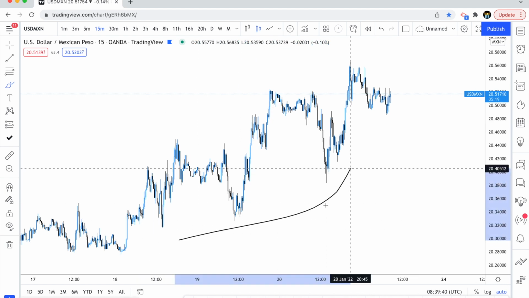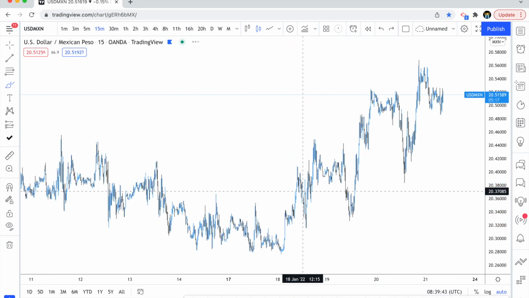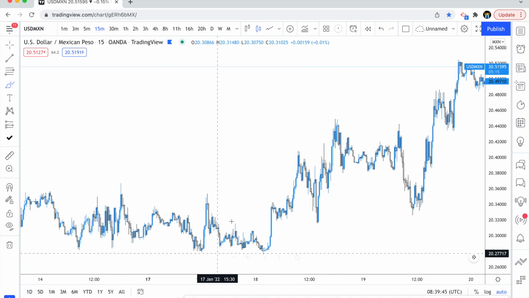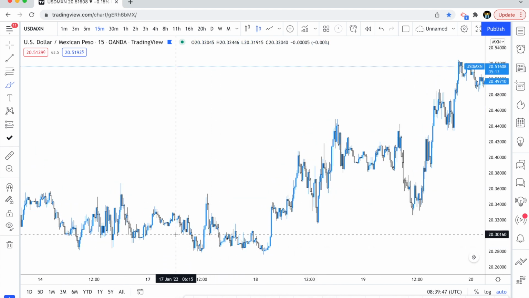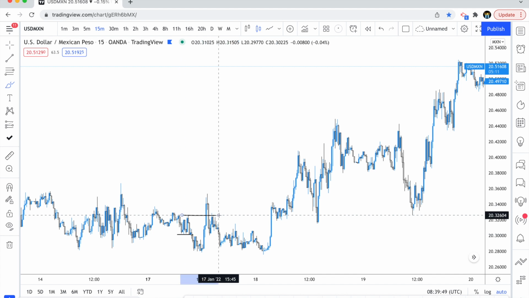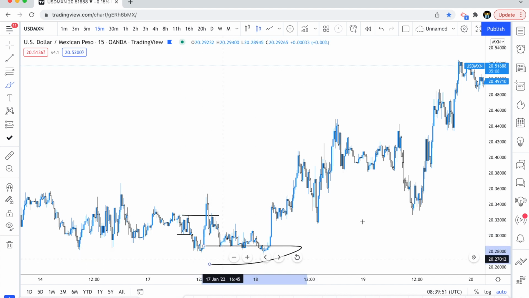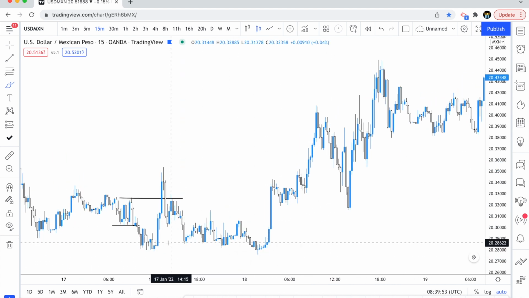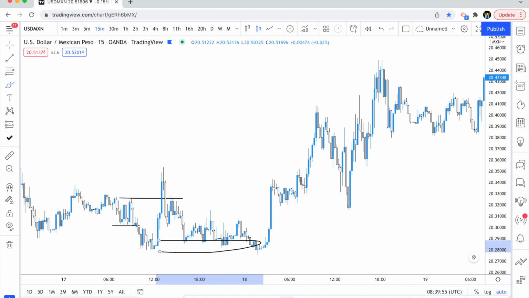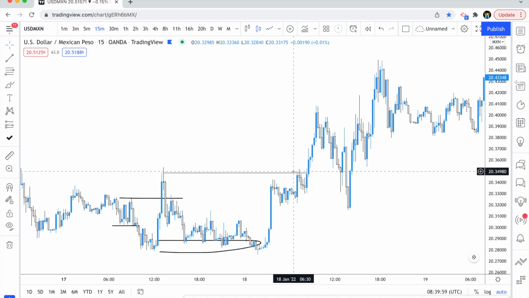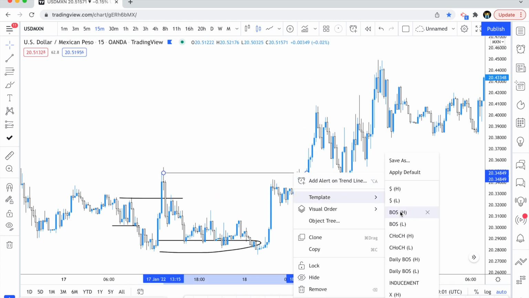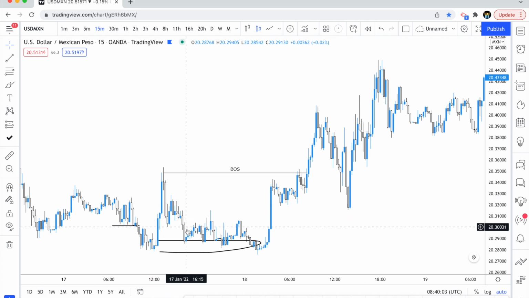You can see price is in an upwards trend from here. You can clearly see here where the CHOCH is. You had a low being broken and a high being broken here, and your order block would have been here, right there. Okay, so after the CHOCH was broken, this would be your first break of structure right here, right there.